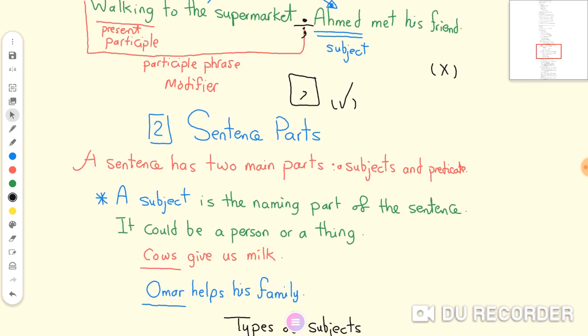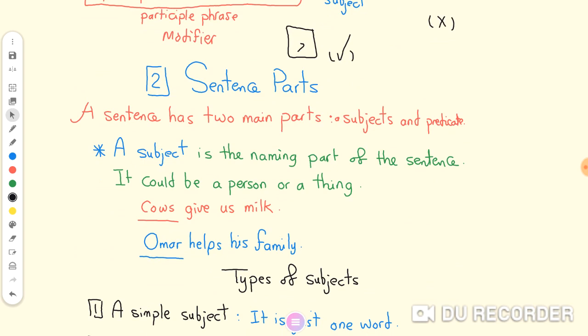Sentence parts. A sentence has two main parts, a subject and a predicate. A subject is the naming part of the sentence. It could be a person or a thing, like "Cows give us milk." The subject here is a thing, animals. "Omar helps his family," so the subject here is a person.